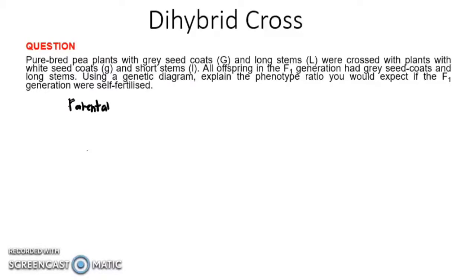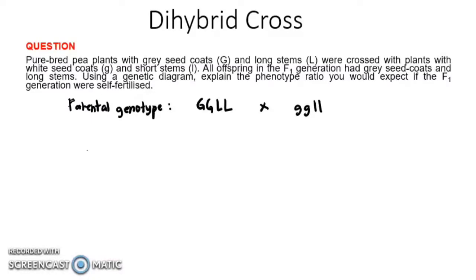So the parental genotype. Since it is pure breed or true breed, it will involve a crossing between the homozygous dominant and the homozygous recessive. Remember, since it is a dihybrid, it means there are two characteristics, in this case the seed coat and the length of the stem. So the first genotype will be capital G capital G, capital L capital L, which represents the homozygous dominant, and then you cross it with the homozygous recessive. This is for the parental genotype.